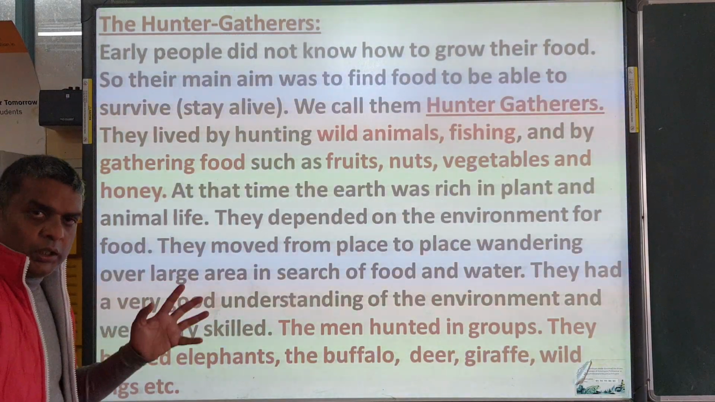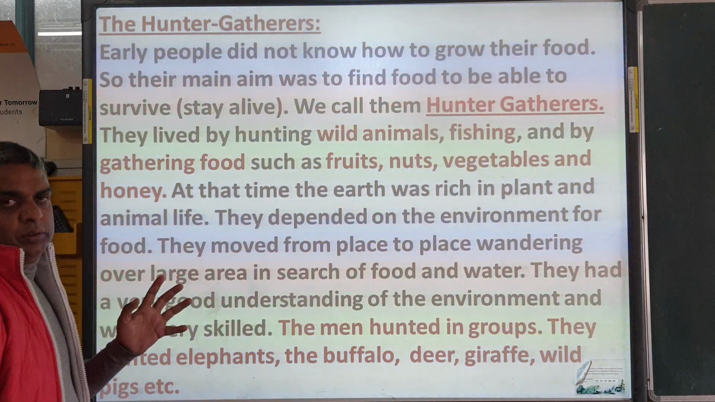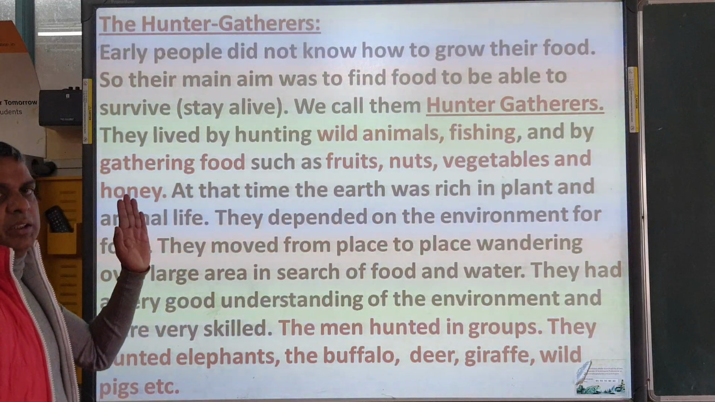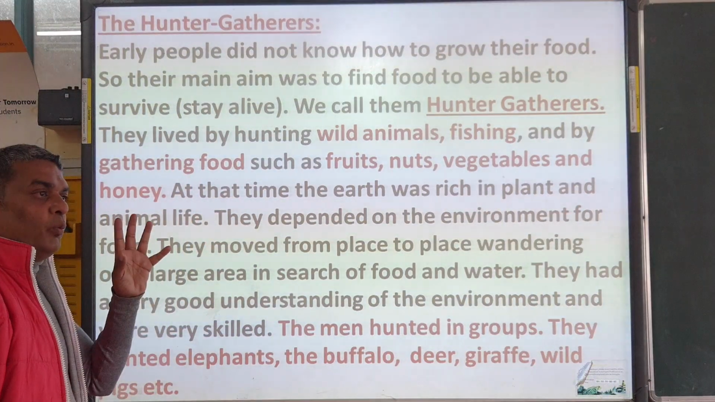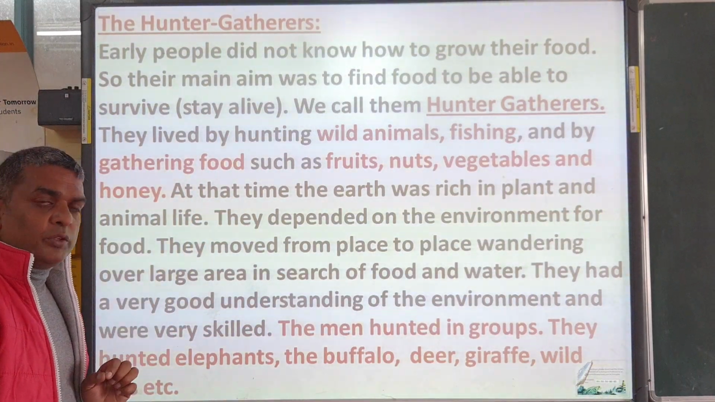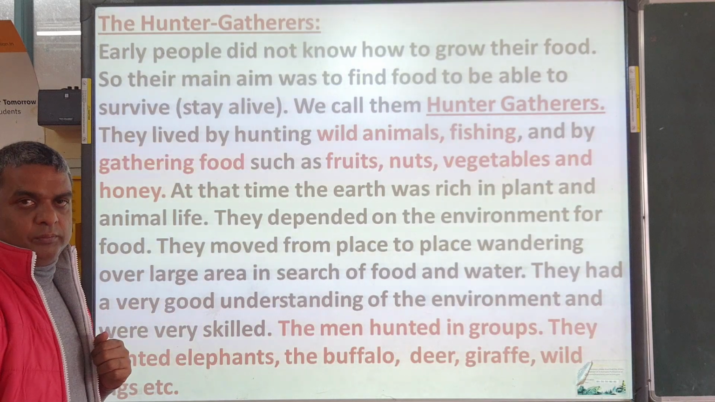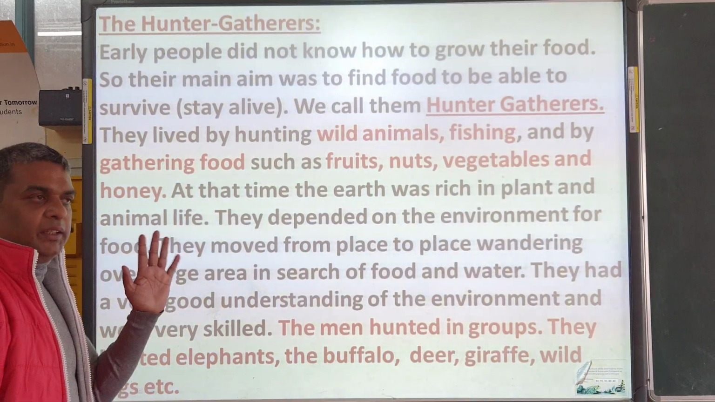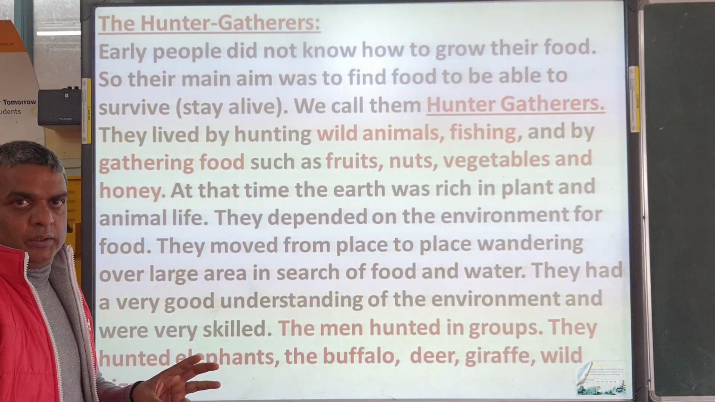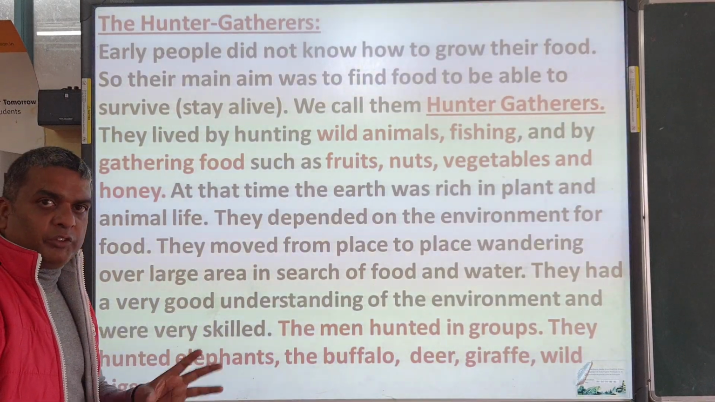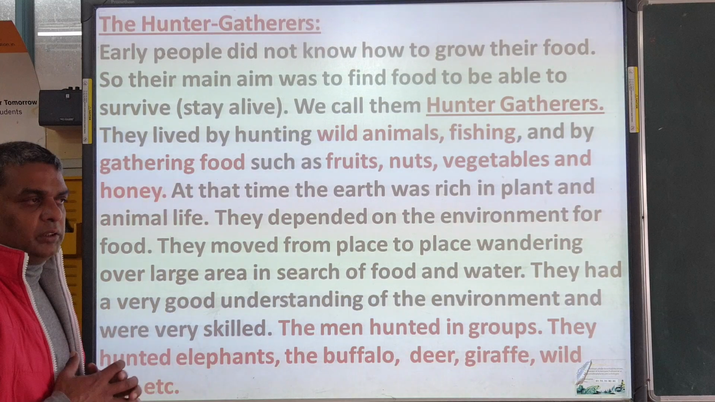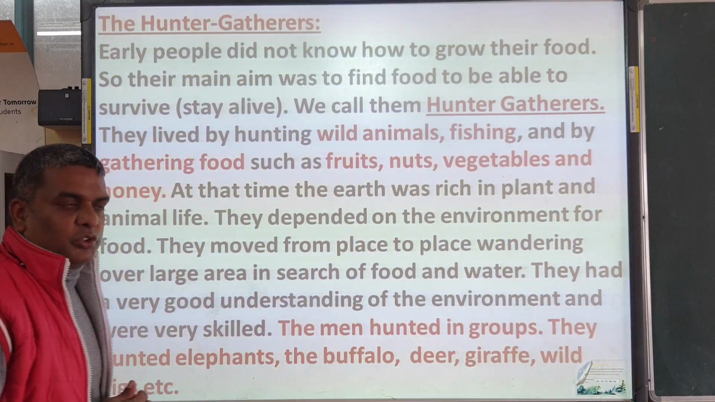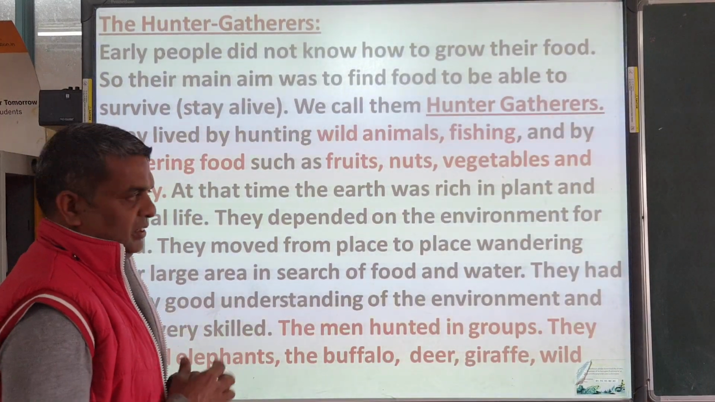Early men or early people were hunter-gatherers. Hunter, why? Because the men used to go hunting animals, so they were called hunters. And gatherer means the women. What did the women do? They looked after children and they went into the forest to gather vegetables, fruits, nuts, and seeds.